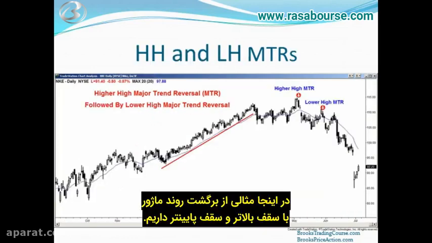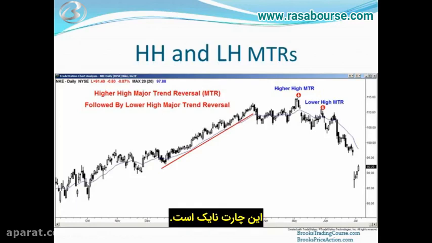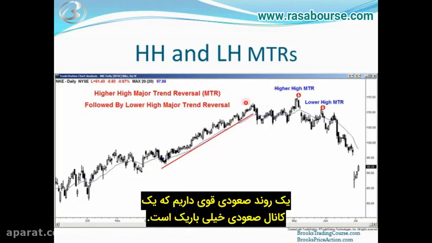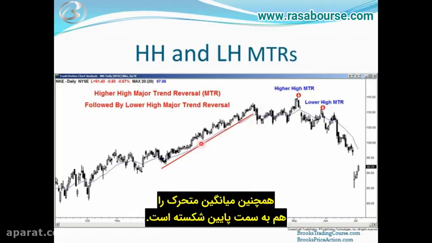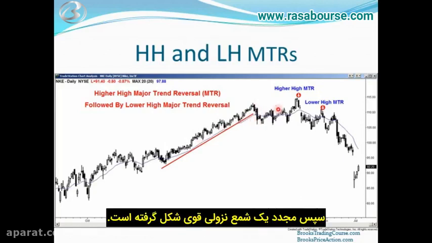Here's another example of both a higher high and a lower high major trend reversal. This is Nike, an obviously strong bull trend, very tight channel, and a very big bear breakout below the bottom of the channel, below the bottom of the trend line, and below the moving average. And then a second very strong bear bar, and a third very strong bear bar.